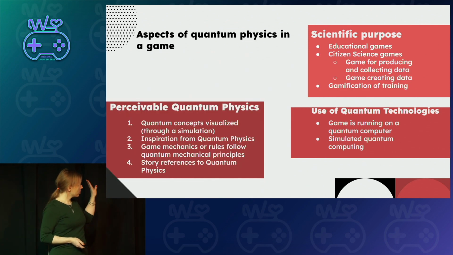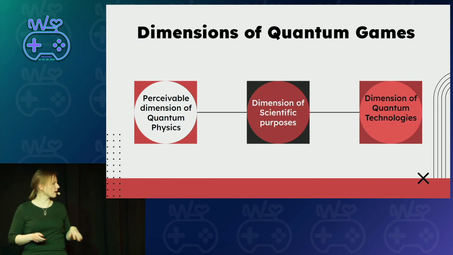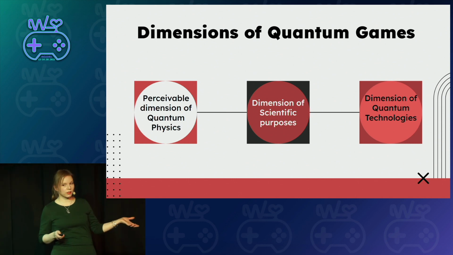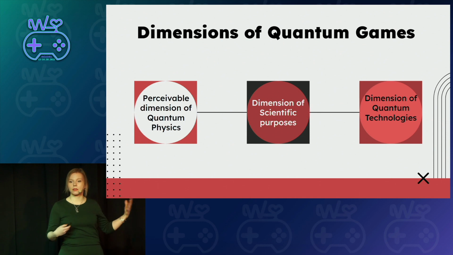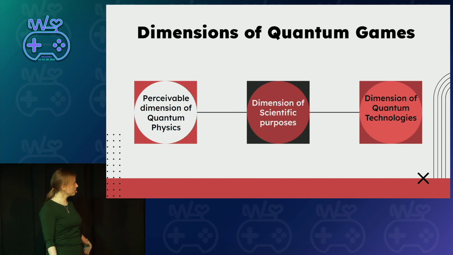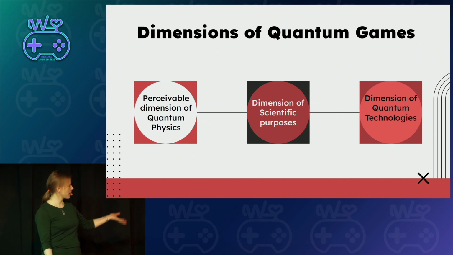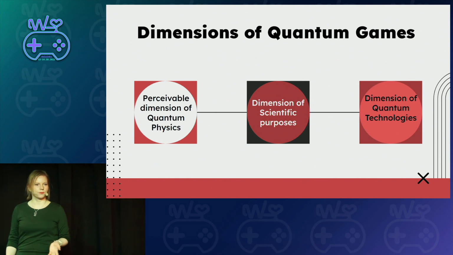So, three aspects, and if we put them a bit more closely. There might be a perceivable dimension of quantum physics, something perceivable through the game about quantum physics. There might be a scientific purpose behind the game. And we would count it even if the game is a prototype. If there was an aim for a scientific purpose, I would then say it had a scientific purpose dimension. Or it might be used in any quantum technologies.